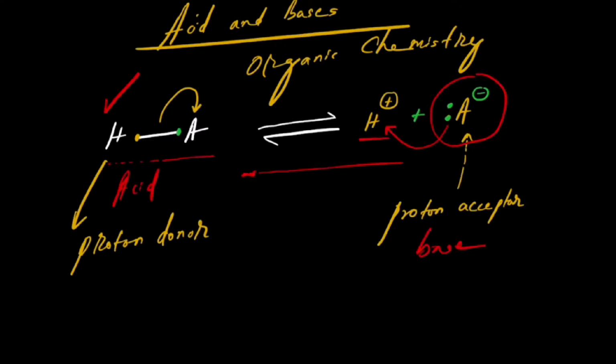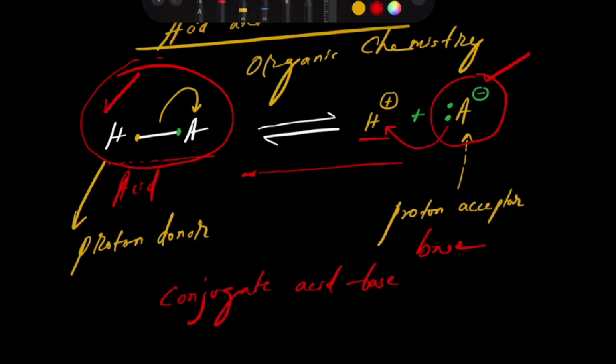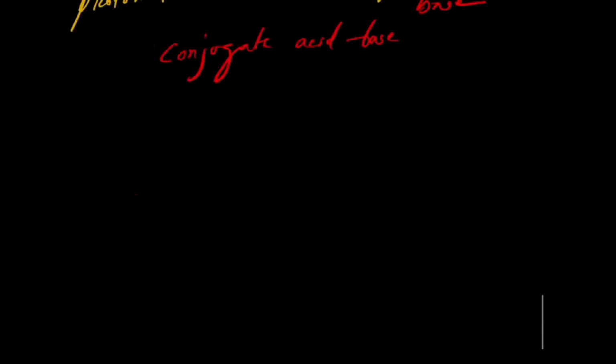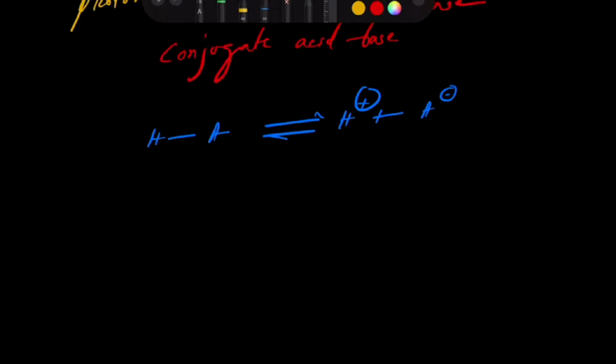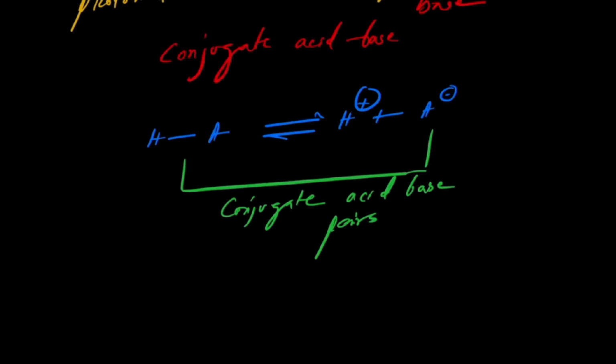Now that base, you got it from this, right? When this was acting like an acid, after losing the proton, you got this. So we call these conjugate acid base pairs. Now here, which are conjugate acid base pairs? Let me write down again. HA gives rise to H plus plus A minus. So which are conjugate acid base pairs? HA and A minus are conjugate acid base pairs.